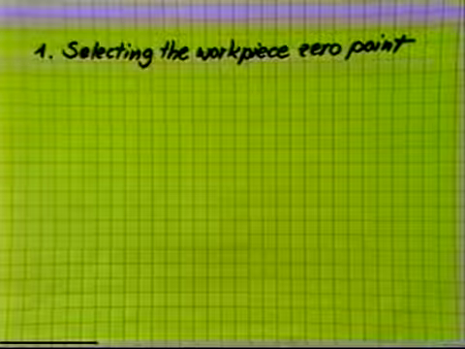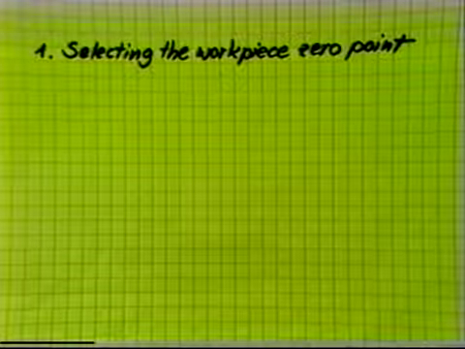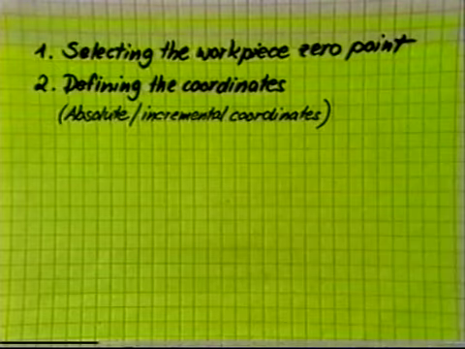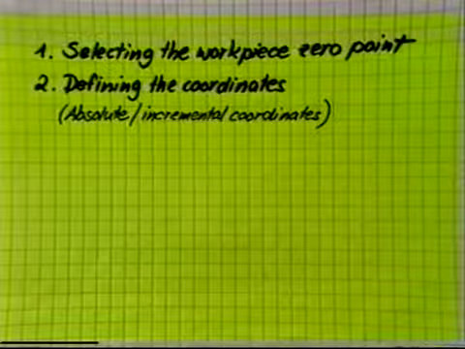Step 1. Selecting the workpiece 0 point. Set the 0 point at the location where most of the dimensions originate. Step 2. Defining the coordinates. Watch out, there's a difference between programming with absolute coordinates and incremental coordinates.